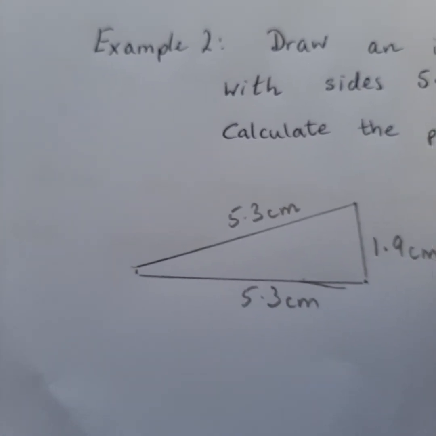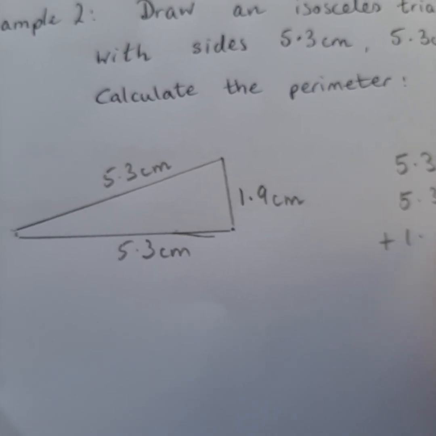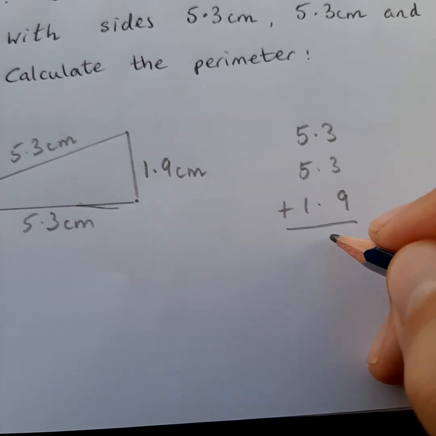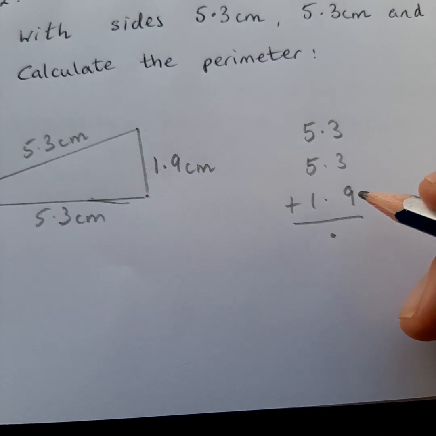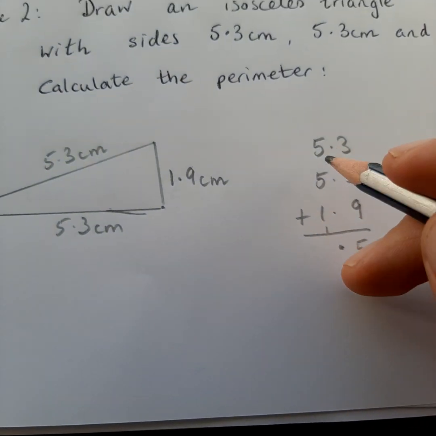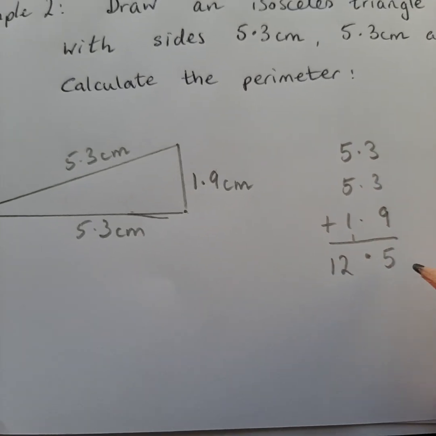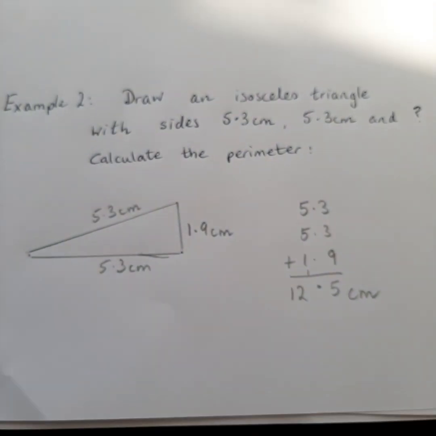I'll add them up, making sure my tenths are all in the same spot. That's 1.9. Put my decimal point down straight away. 3 plus 3 is 6. 6 plus 9 is 15. Put down my 5. Carry my 1. 1 plus 1 is 2. 2 plus 5 is 7. 7 plus 5 is 12. 12.5 centimeters is my perimeter there.